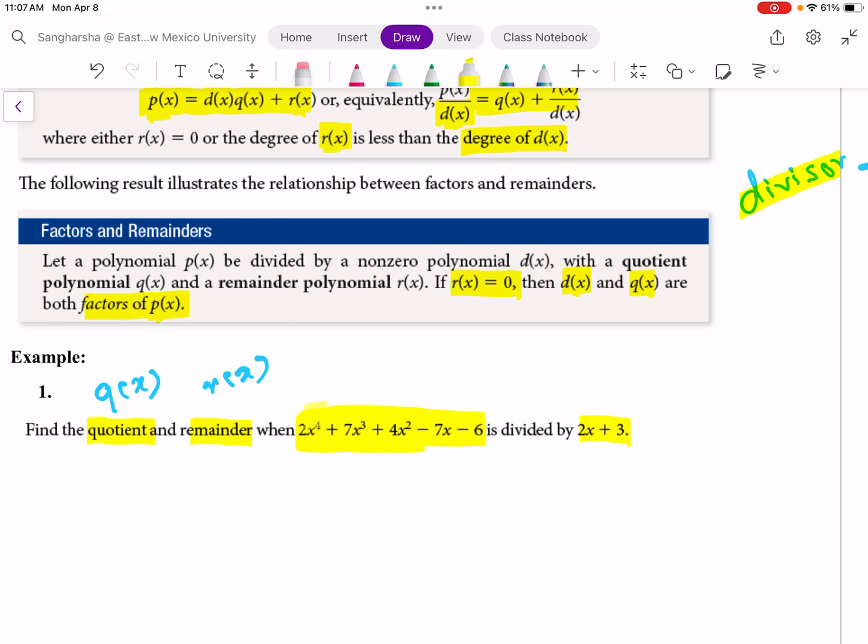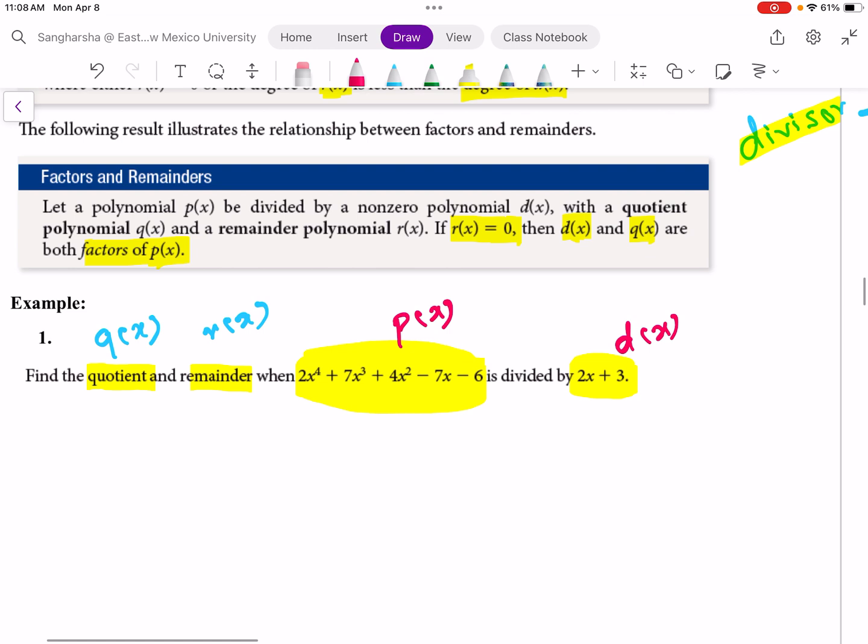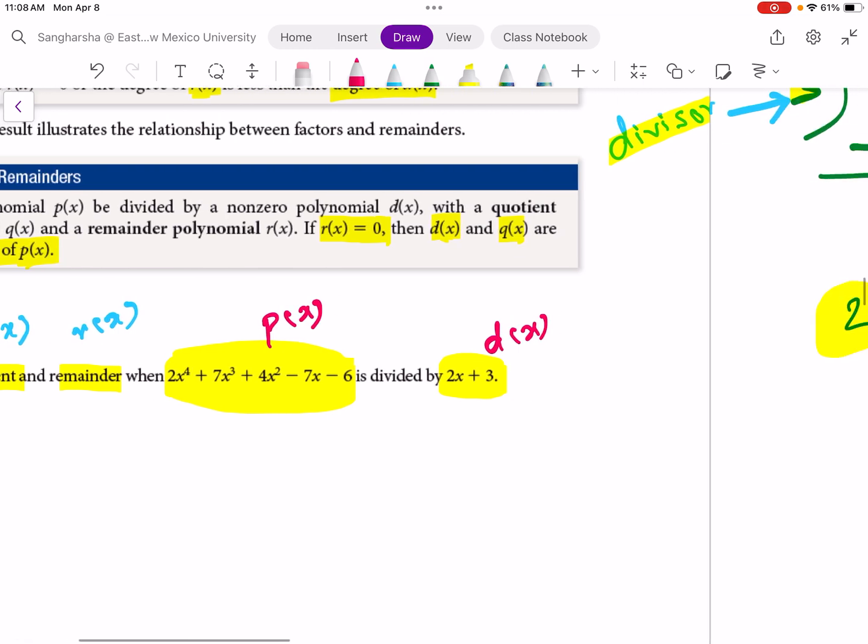So we are dividing this polynomial by 2x plus 3, right? So our 2x plus 3 is the divisor. So we have d of x, and this expression which we are dividing by our divisor is our polynomial p of x. Our target is finding the remainder and quotient, and here we will use long division.